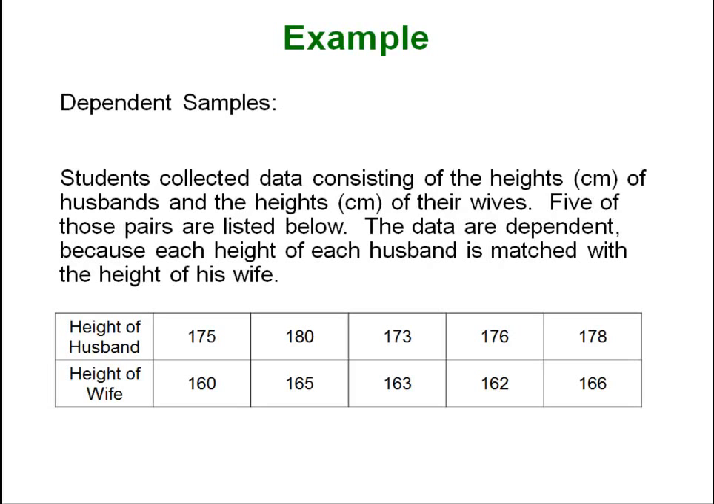Here's a dependent example: heights of husbands and wives. So there's an obvious pairing between the set of people from both samples.